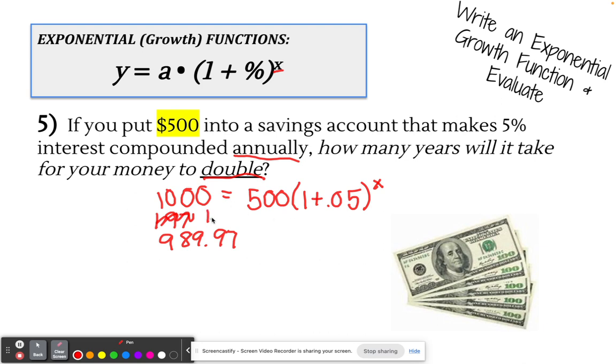This was 14 years. So let's try 15. So 500 times 1.05 to the 15th power will get me $1,039.46. So I can't say that it doubled in 14 years. It has more than doubled in 15. So it's somewhere between there. But if it was how many years till it's doubled, I'm going to have to say 15 because it hasn't quite doubled in 14 years. Like I said, when you get into higher level math, you'll have a method to actually come up with a more precise number for that.